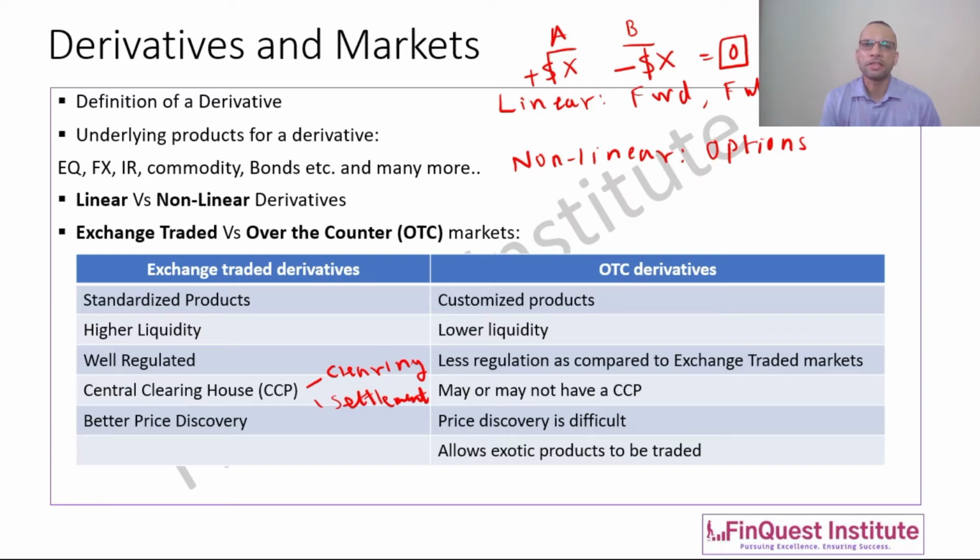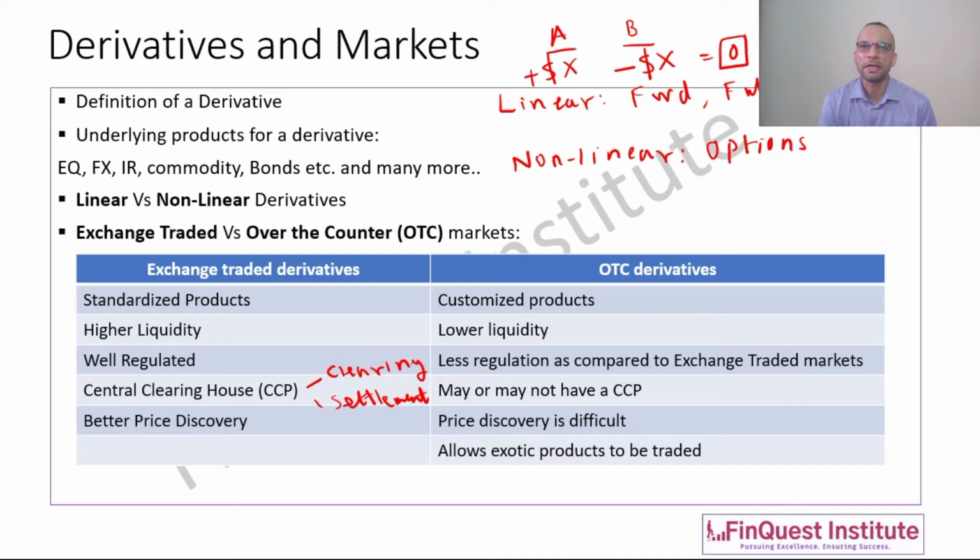The price discovery for exchange traded derivatives is better. That's because we have more market participants that are transacting on exchange traded derivatives. So the more buyers and sellers, the better the price discovery for any product. Now coming to OTC derivatives. The first property of OTC products is customization. You can customize OTC products to your requirements. This is in contrast to what we have discussed for the exchange traded derivatives. OTC contracts are specifically designed so that they are tailor-made to the requirements of the counterparties.